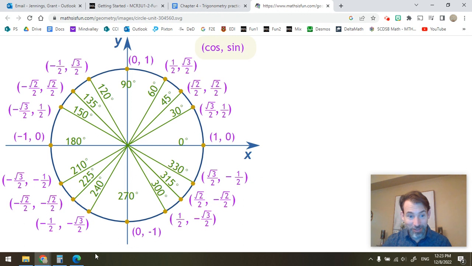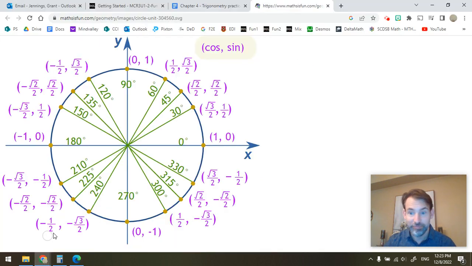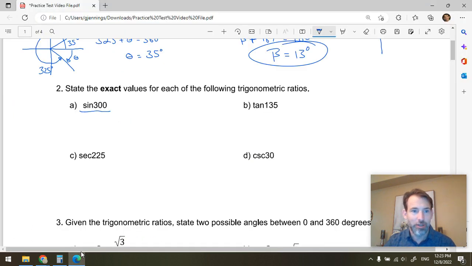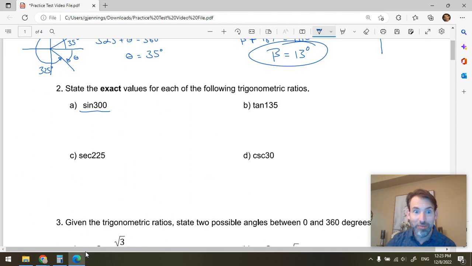Okay, so let's take a look at the first question. Sine 300 degrees, sorry, sine 300 degrees. Read it correctly, and then find 300 on there. Notice that the y value is negative root 3 over 2. And then proudly write down negative root 3 over 2 on your test. Just that easy.